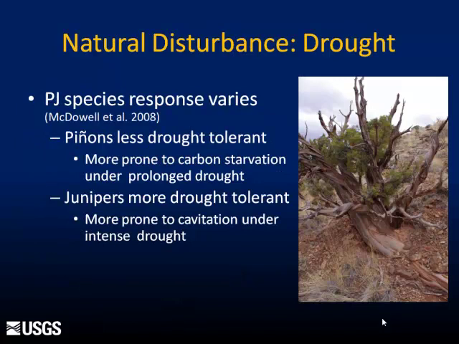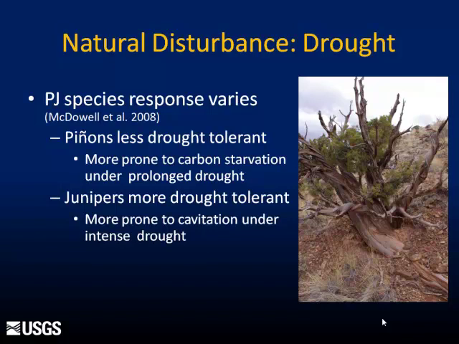Now I want to focus a little bit on natural disturbance. Climate itself can be a form of natural disturbance. Drought conditions are very important in PJ systems. But the response certainly can vary, not only by Piñon-Juniper ecosystem type, but between the species themselves.